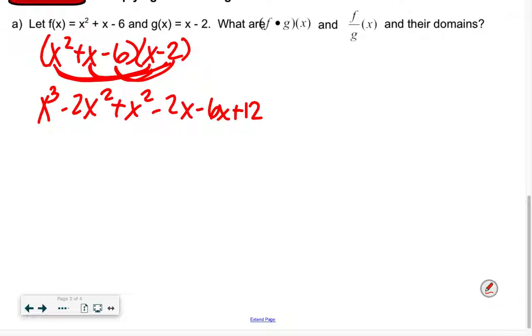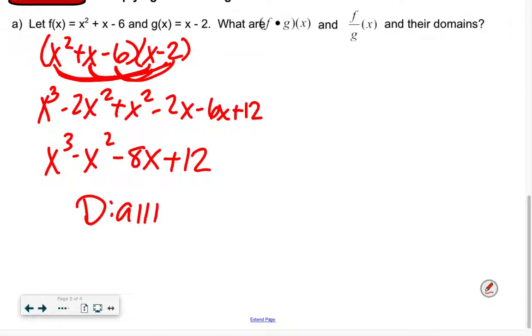Let's simplify it. Do I have any more x cubes? No. How much x squared do I have? Negative 1x squared. How much x do I have? Negative 8x. And then our plus 12. Is there any x that I can plug in and not get an answer? No. So our domain is all reals.